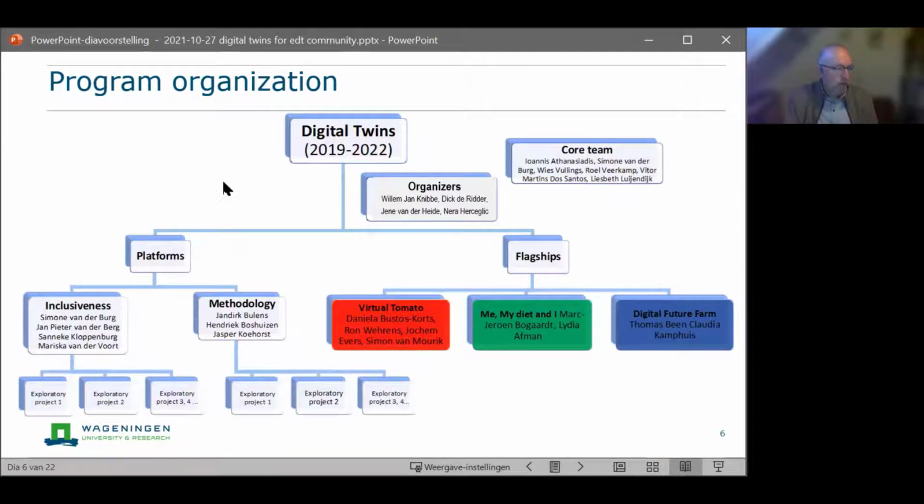And we also organized 2 platforms. The flagships are, of course, specific in-depth research projects. The platforms are intended to deal with the more cross-cutting issues for digital twins. And we identified 2 kinds, one regarding inclusiveness and the other regarding methodology.